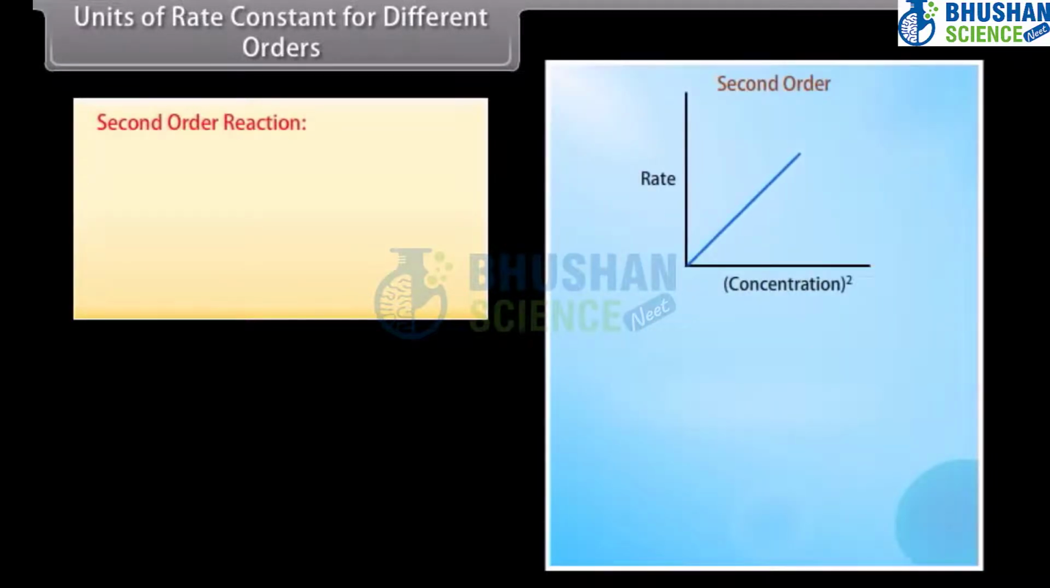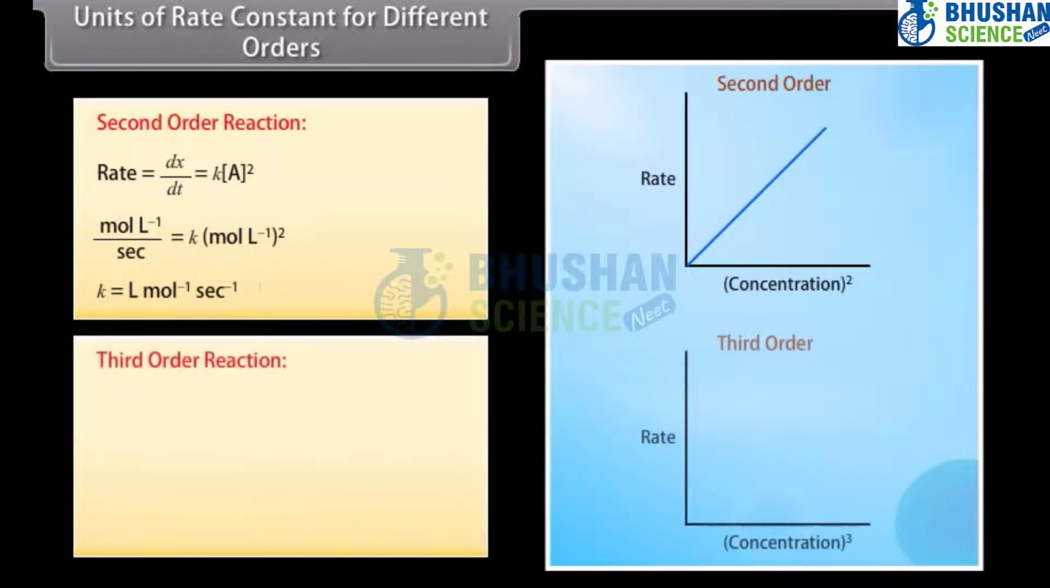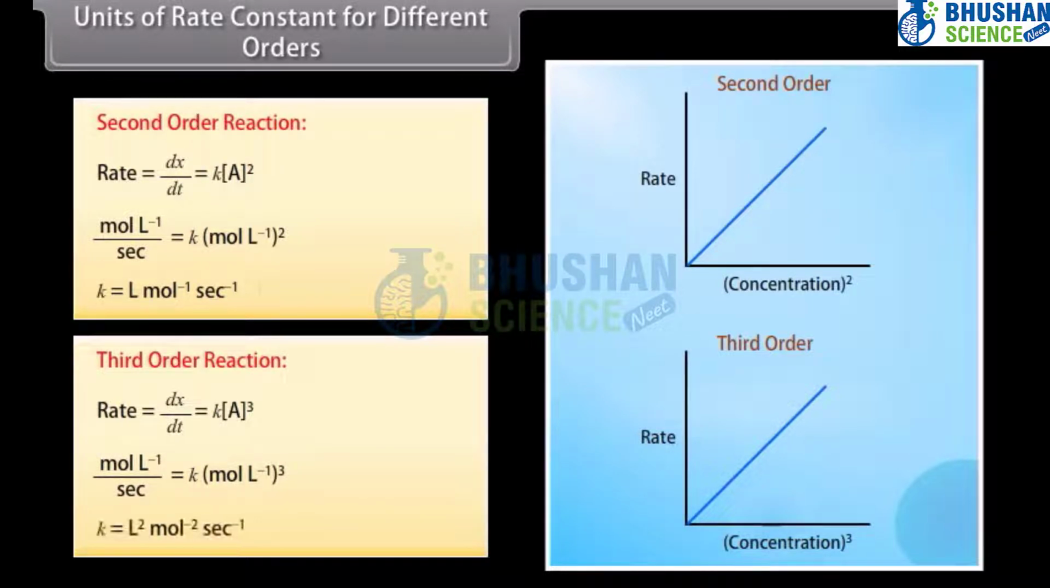Second order reaction. Rate is equal to dx by dt, which is equal to the product of k and A raised to the power 2. Thus, the units of rate constant for second order reaction are liter per mole per second. Third order reaction. Rate is equal to dx by dt, which is equal to the product of k and A raised to the power 3. Thus, the units of rate constant for third order reaction are liter square per mole square per second.